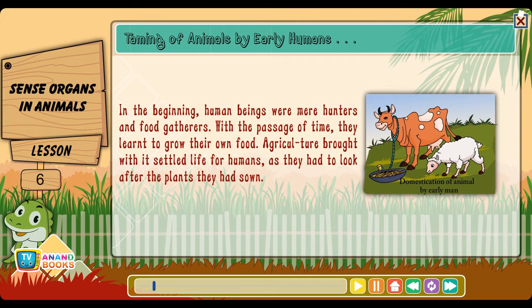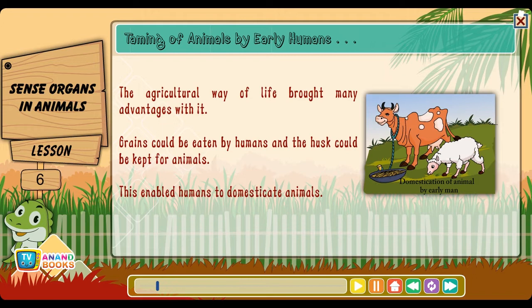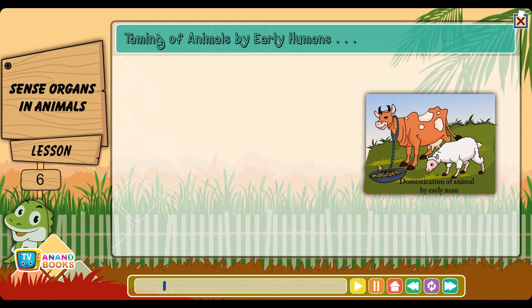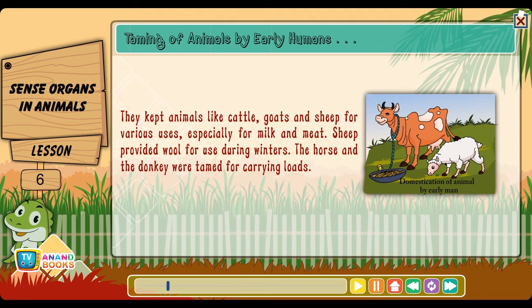The agricultural way of life brought many advantages with it. Grains could be eaten by humans, and the husk could be kept for animals. This enabled humans to domesticate animals. They kept animals like cattle, goats, and sheep for various uses, especially for milk and meat. Sheep provided wool for use during winters. The horse and the donkey were tamed for carrying loads.